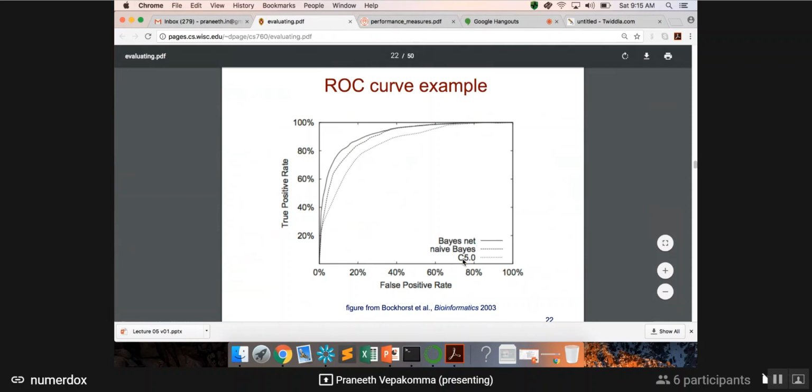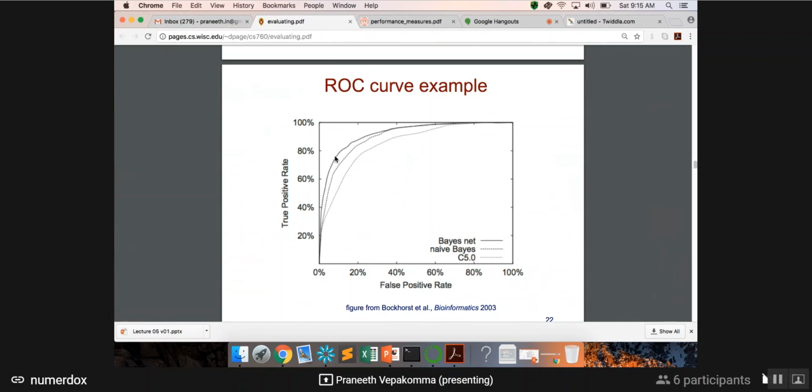Then the Bayes network, then he used a C5. This is a decision tree. C5 is a very old decision tree. So it's much older than random forest. Okay, so then each technique has its own ROC curve. Now the question is, you're not only comparing what TPR and FPR trade-off you're looking at in each curve, but you're also looking at the different trade-offs you're getting with different techniques, right?